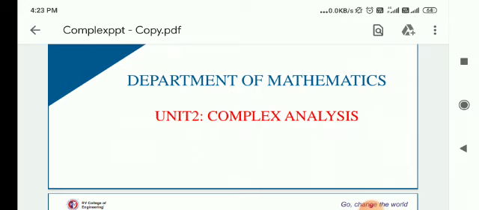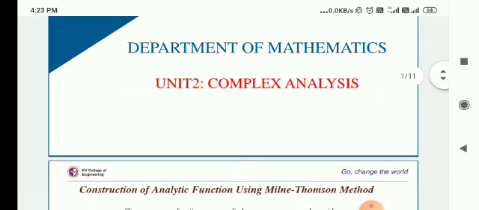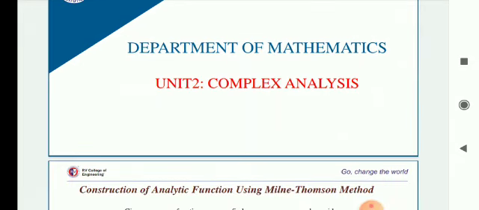Today I would like to discuss the applications of analytic functions. Let us see the definition of analytic function. A function f of z of a complex variable is said to be analytic at a point z0 if it is differentiable at z0 and also at every point of some neighborhood of z0.